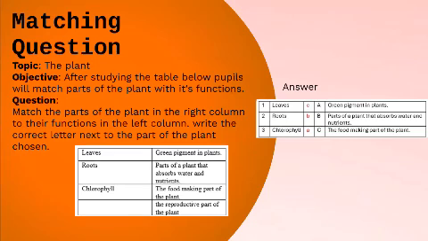And lastly, the matching question. The topic is the plant. We have the objective as well. The question is, match the parts of the plant in the right column to their functions in the left column. Write the correct letter next to the part of the plant chosen. The answers are leaves, the green pigment in plants; roots, parts of a plant that absorb water and nutrients; and chlorophyll, the food-making part of the plant.